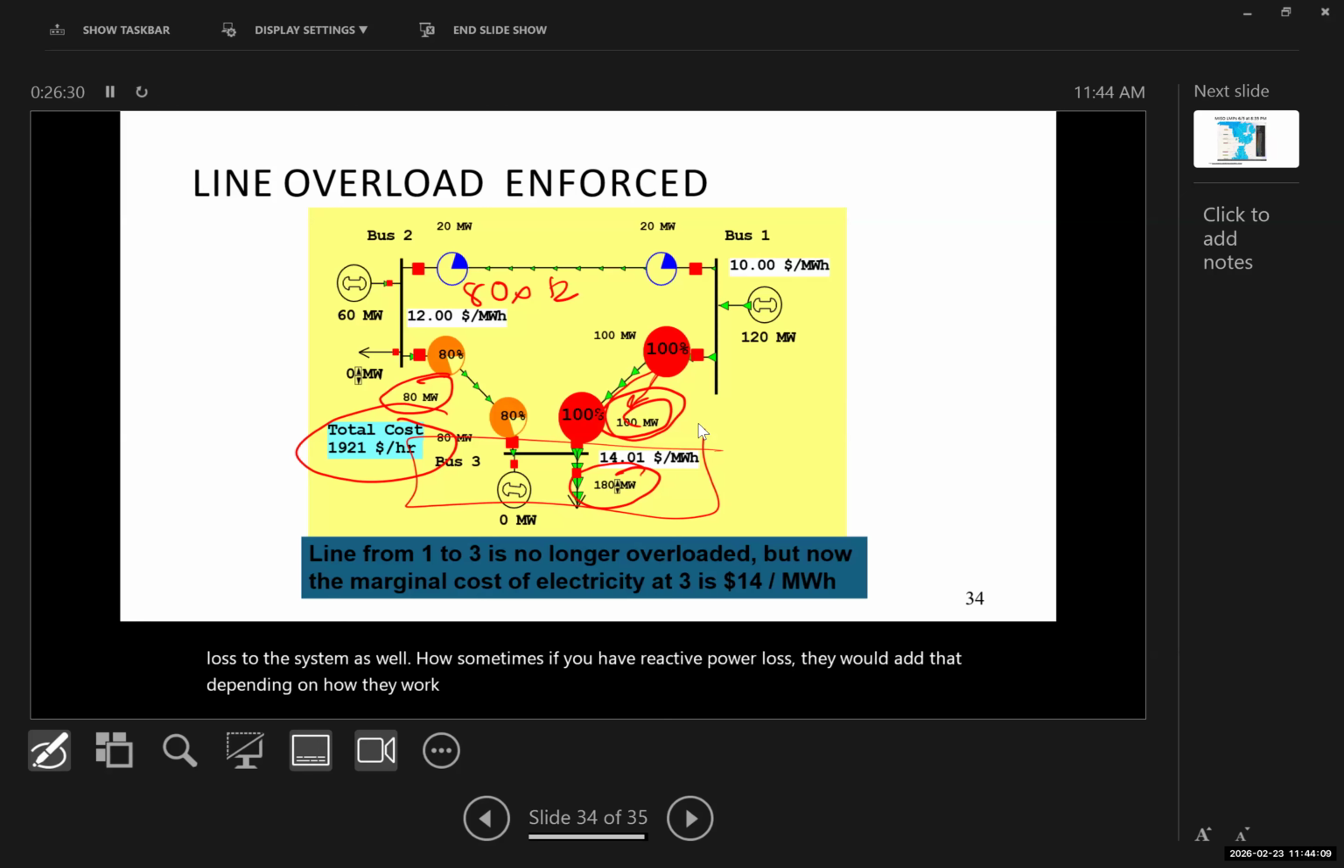So you can see that line A to C is no longer overloaded, but now the marginal cost of electricity at bus 3 is around 14 per megawatt hour. So it's going to be higher.